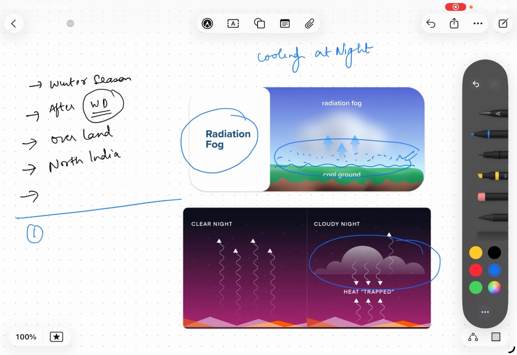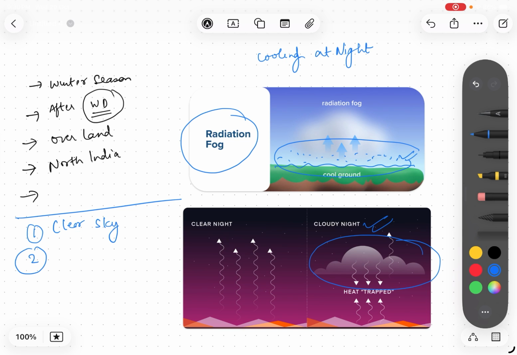One, there can't be wind, right? Because if there is wind, the air will keep moving, then it won't cool down that much. So it has to be a clear sky. If there is a cloudy sky, like I just told you in this picture, again the heat would be trapped and there won't be a lot of cooling. So clear sky is very, very important.